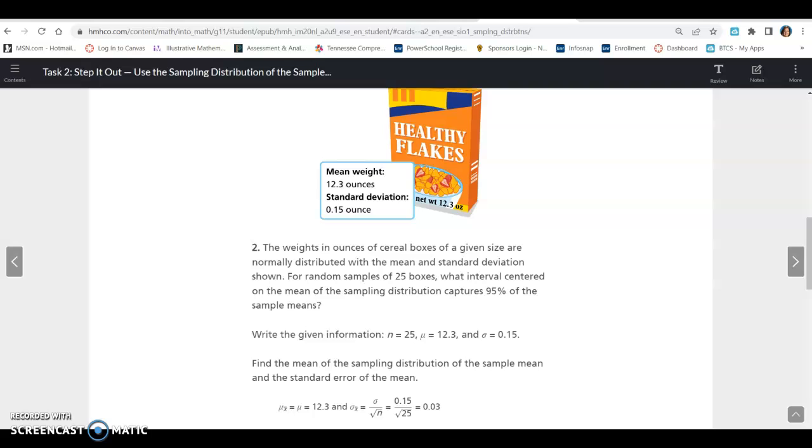All right, so it says the mean weight is 12.3 ounces and the standard deviation is 0.15 ounces for a box of healthy flakes. The weight in ounces of cereal boxes of a given size are normally distributed with the mean and standard deviation shown. For random samples of 25 boxes, what interval centered on the mean and the sampling distribution captures 95% of the sampling means? Write the given information. So n is the sample size because there's 25 boxes. This is your mean, so your mean is 12.3, and your standard deviation is 0.15.